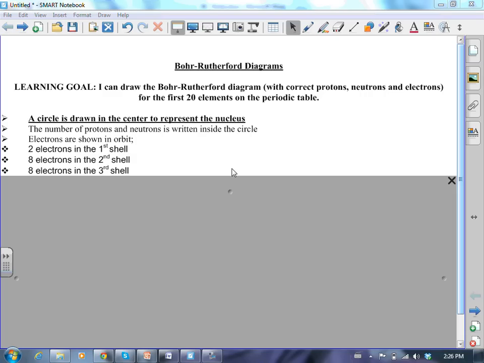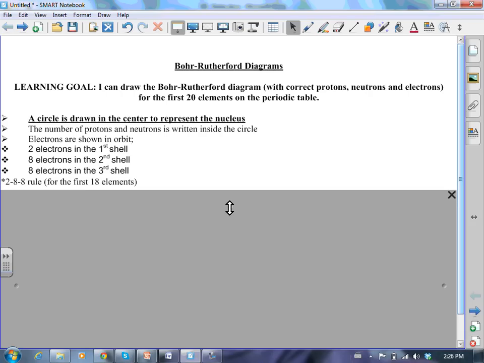Then we have to draw the electrons. So the electrons are actually shown in orbits. We have 2 electrons in the first shell, or the first circle, 8 electrons in the second shell, 8 electrons in the third shell. After that, it gets complicated, and you don't actually learn that till grade 10 and 11, so we're not going to worry about that. We call this the 288 rule, okay, because it works to tell us how many electrons go in each shell for the first 18 elements.